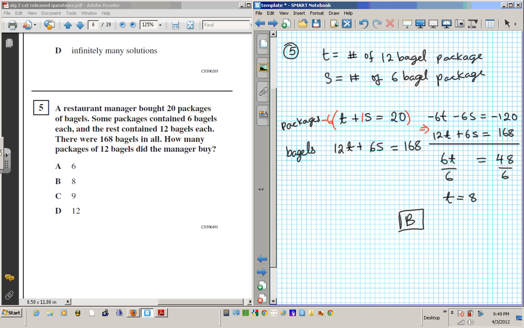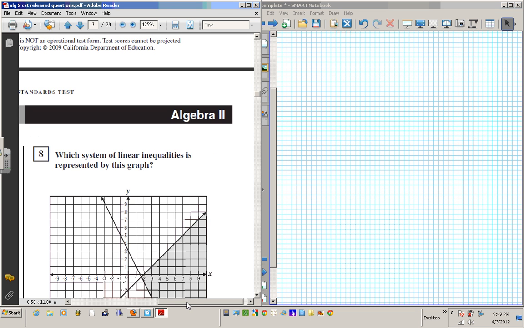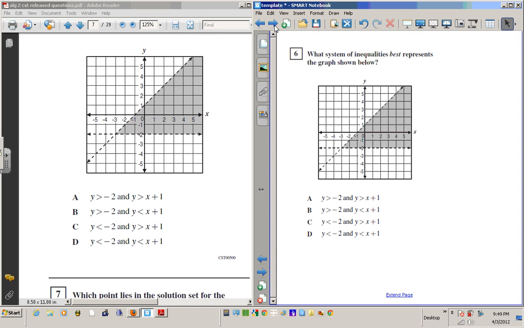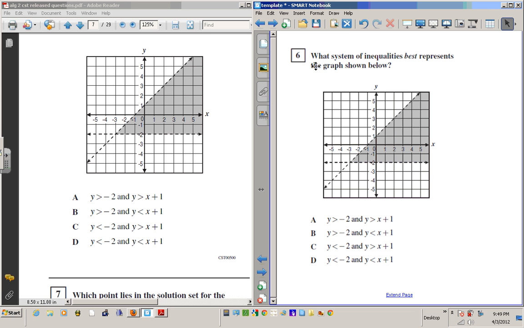All right, let's move on to question number 6. Question 6 is going to be a graphing one, so I need to switch to the next page. Bam, there it is. It says, which of the inequalities best represents the graph below?